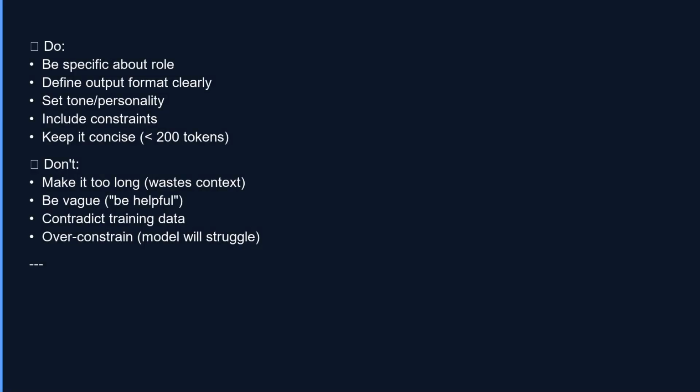Do: be specific about role. Define output format clearly. Set tone, character, personality. Include constraints. Keep it concise, 200 tokens. Don't make it too long, it wastes context. Don't be vague, like "be helpful." Don't contradict training data. Don't over-constrain, or the model will struggle.